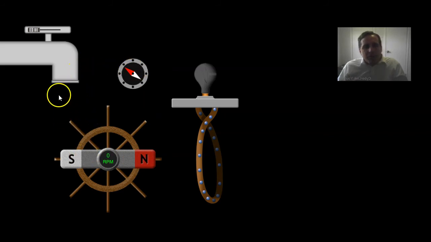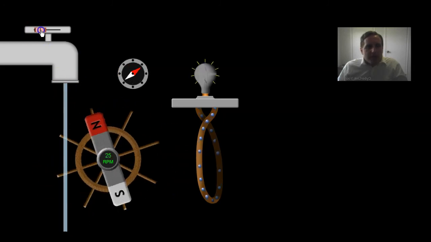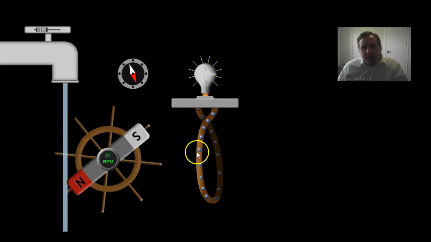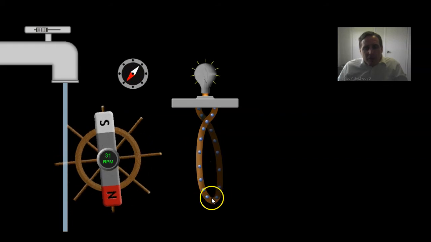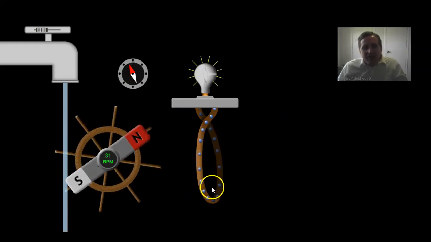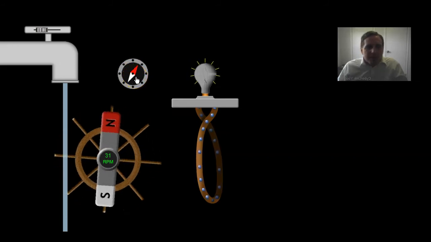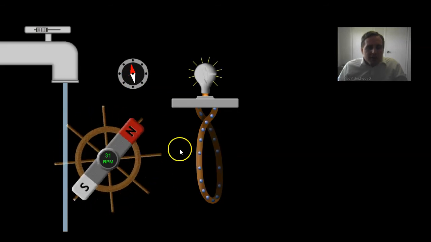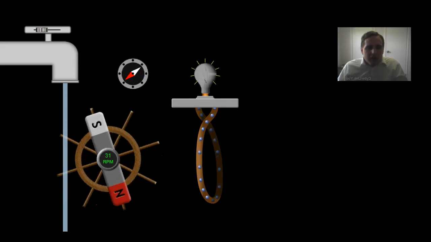But let's see what happens when we turn on this water and we start having this loop rotating. Notice we're generating some electric current. Notice these electrons are moving back and forth via AC every half turn. Look at this compass. This compass is being attracted. Let me pause it here. Notice that the south end of the compass is attracted toward the north end of the magnet.